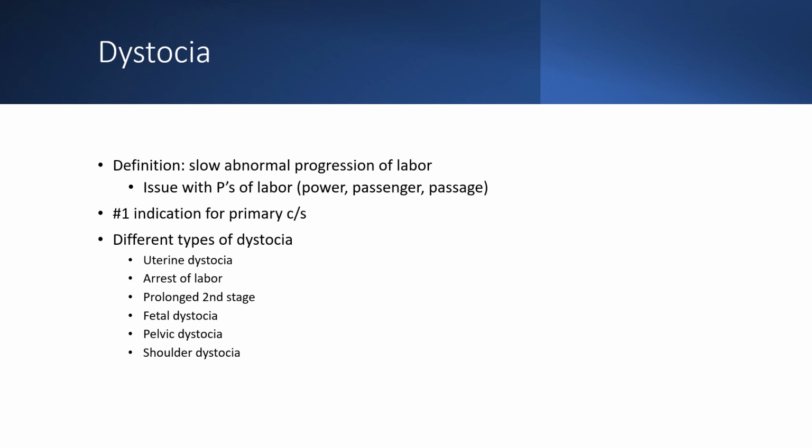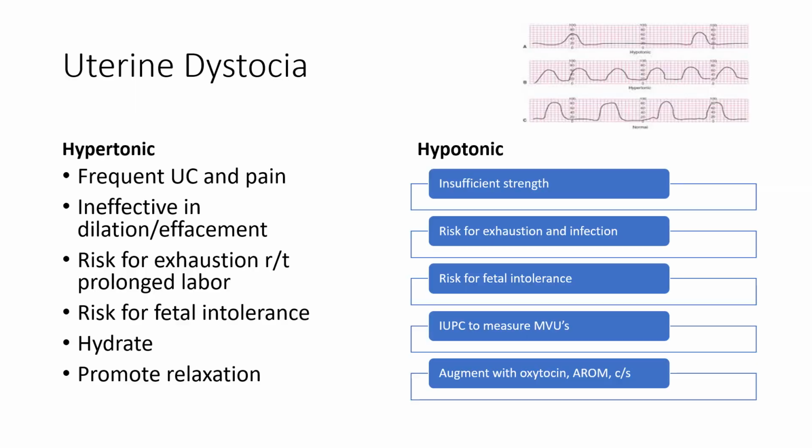So the first thing we're going to start with is dystocia. The definition of dystocia is a slow, abnormal progression of labor. And there's lots of different types of dystocias, and we'll talk about some here. But this is the #1 indication for a patient needing a primary C-section. Some of the different types of dystocias include uterine dystocia, arrest of labor, a prolonged second stage or pushing stage, fetal dystocia, pelvic dystocia, and shoulder dystocia.